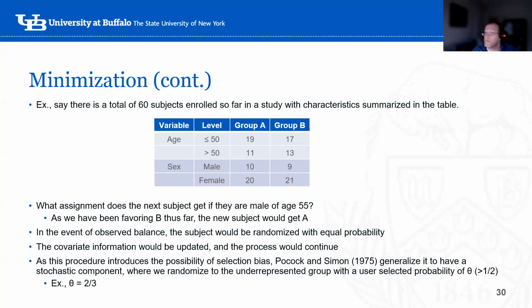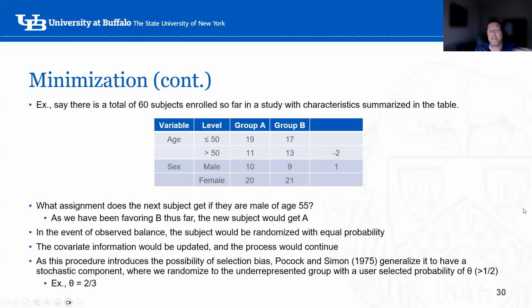So what I'm going to do is look at the data, and for those types of subjects, I'm going to see how my balance is. I'm going to create this next column here. For older people, older than 50, I'm 50 now, so I'm still in the young group, thankfully, I have 11 minus 13, so I get a -2 here. So in terms of at least age with the older people, I've been favoring group B. And with males, I've been favoring group A.